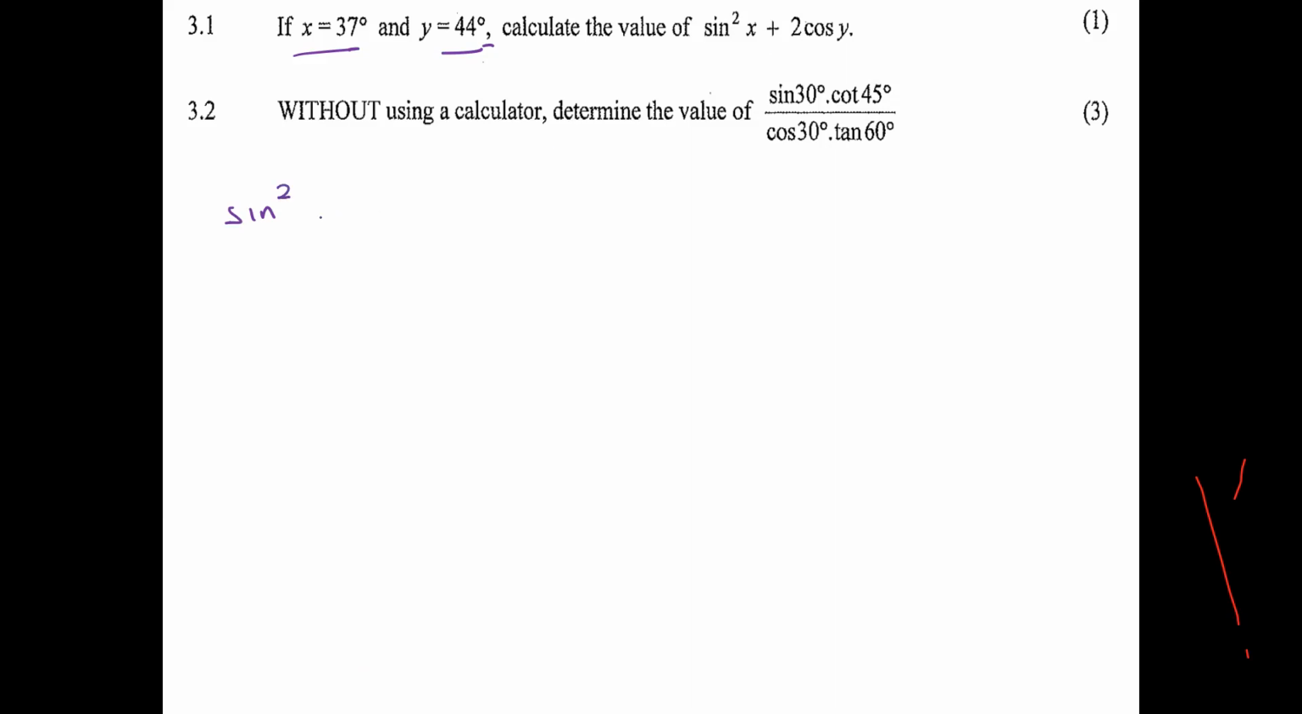The question was x, and x is 37 plus 2 cos y, and y is 44. All you're going to do now is type that in. What answer do you get? 2.0404, sir. You can round off to 2 decimal places. 2.04, sir.